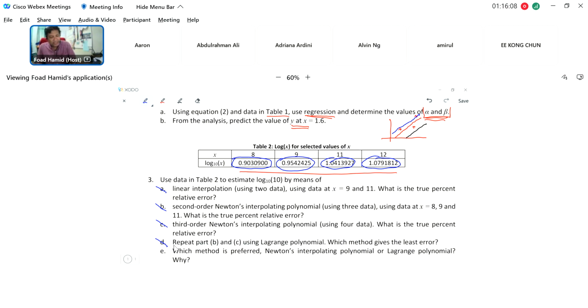Okay, now let's look at part D. We have not done part D yet. Part D is Lagrange polynomial. What we are trying to do is to see which one is a better interpolation method. Is it Lagrange or is it Newton? Newton interpolating polynomial is also known as Newton divided difference. You can take a look at your textbook.